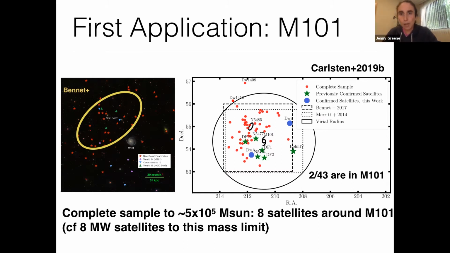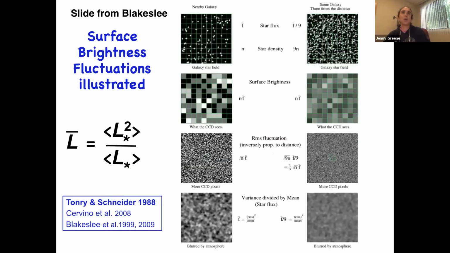So how does this surface brightness fluctuations thing work? Well, the idea seems kind of like magic. At least I felt that way when I first came to understand this technique.